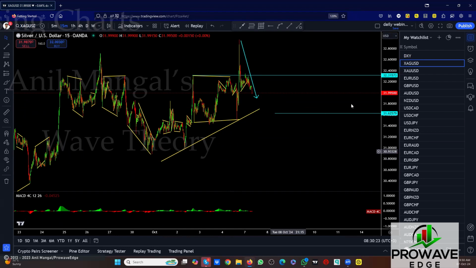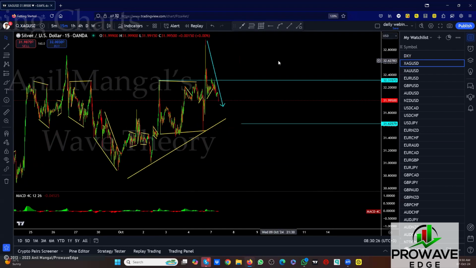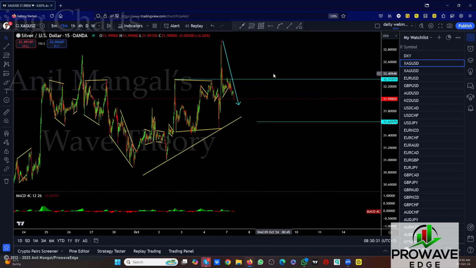That's simple, right? So when you watch a chart and you don't see anything in it, or it looks very confusing to you, that's when you should realize you need to learn wave analysis.